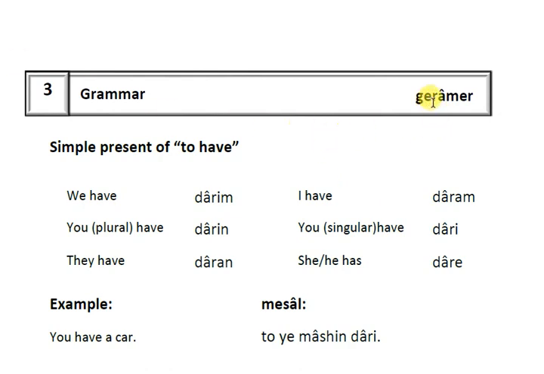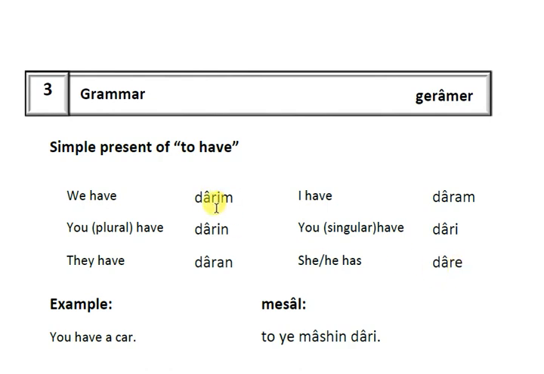In Farsi we say grammar. So in this lesson, let's review the simple present of to have. So the first one, I have, دارم. داری is for one person, singular. داره, she or he has.